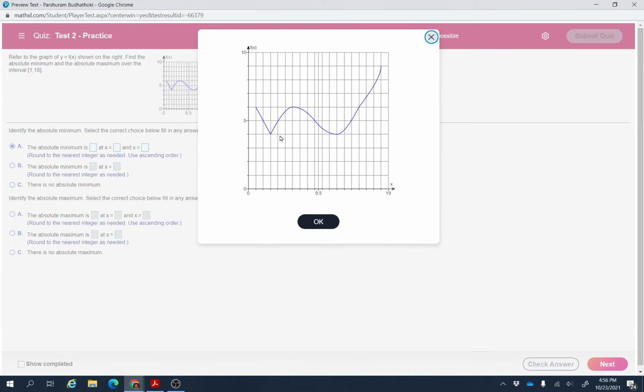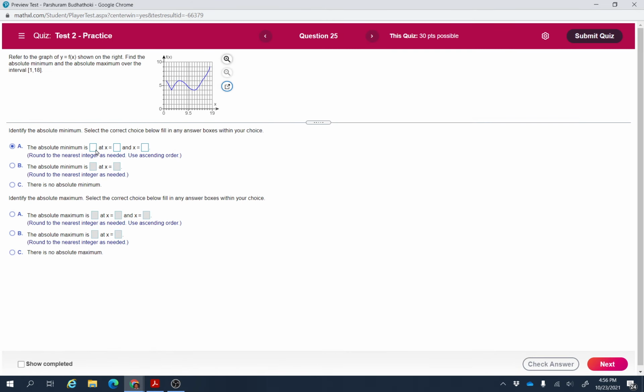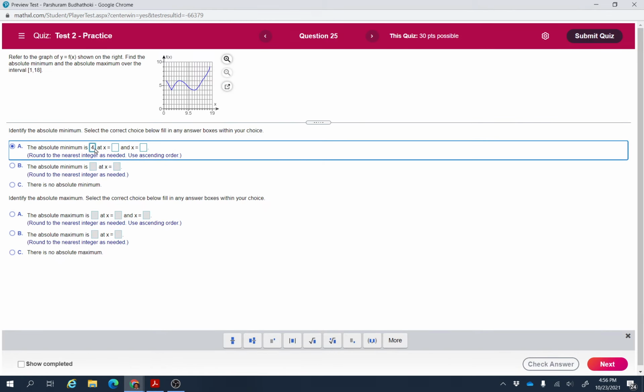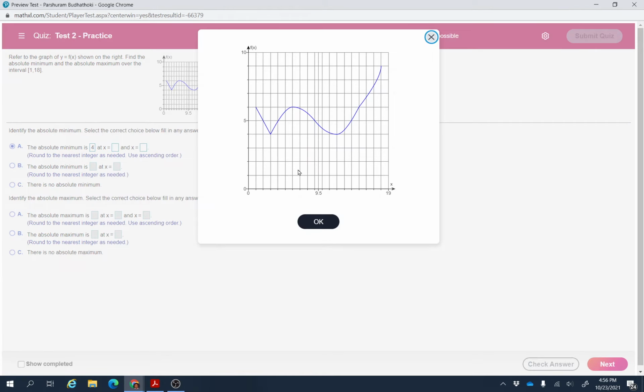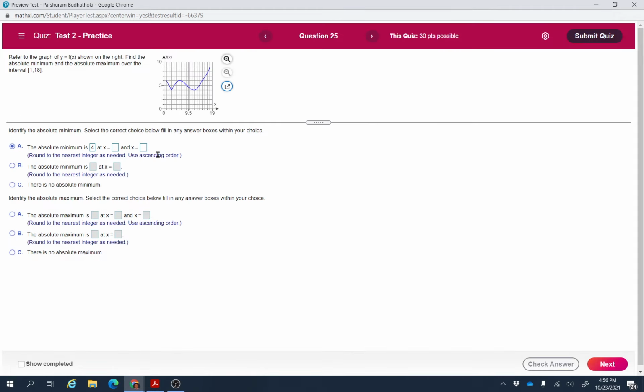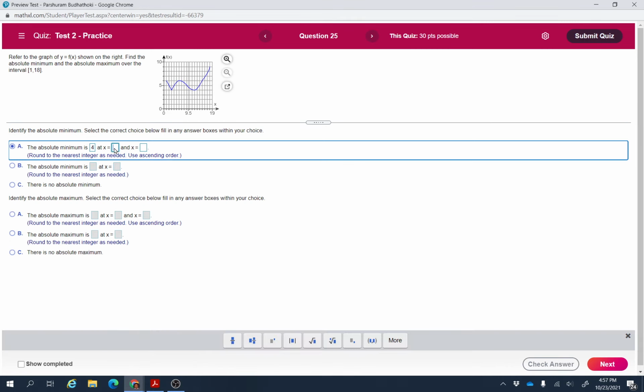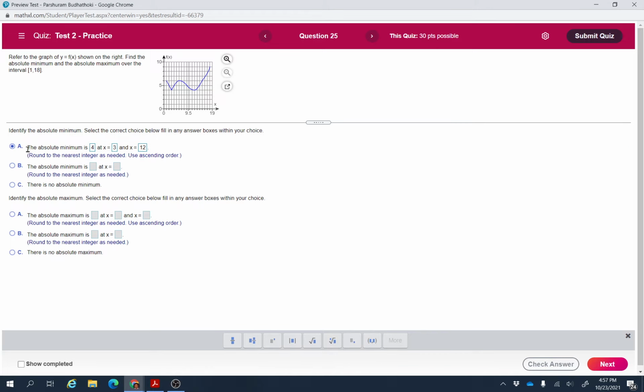The value comes from the value of the function, which is 4. The value of the function is 4, and that comes from here at 3, and it's 10, 11 and 12, at x equal to 3 and 12. So that's the absolute minimum value.